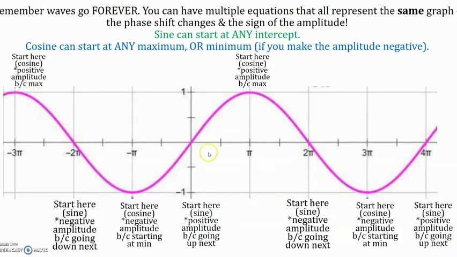Same thing for a cosine. If I continuously start at a max, you can shift it to any max. You could also honestly shift it to any minimum, but then make your amplitude negative. So as you're writing your equations, if you are doing one slightly differently from the way that I have it, or slightly differently from the way somebody else has it, that is okay. It is most likely right. The only thing that will be affected is your phase shift and potentially your amplitude.